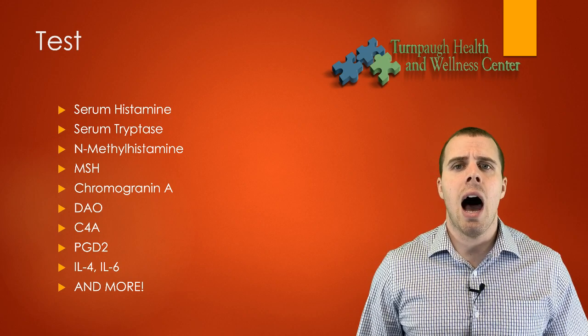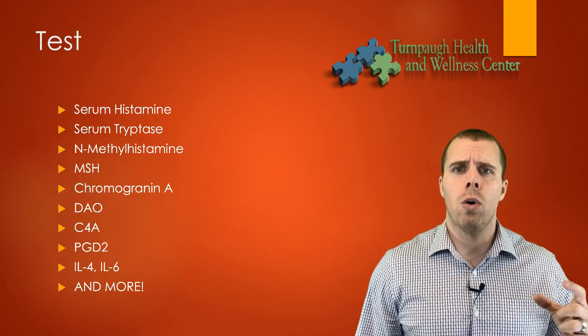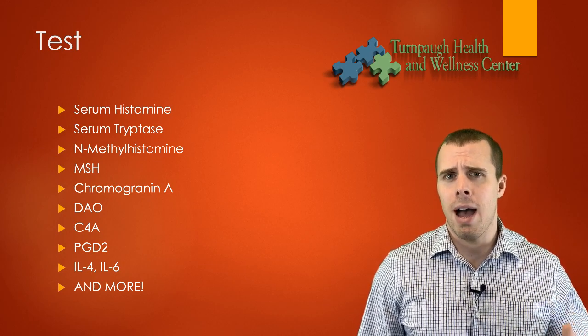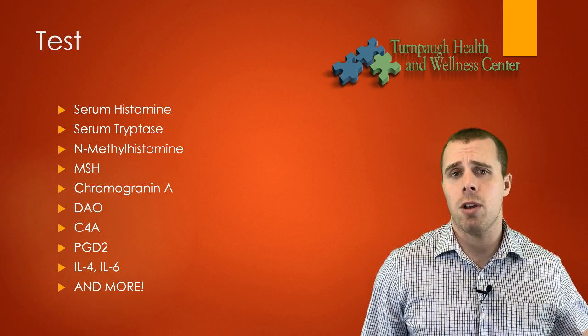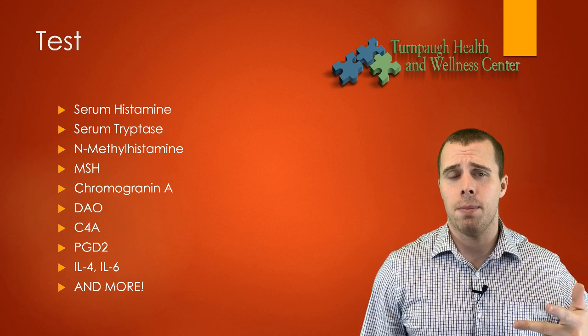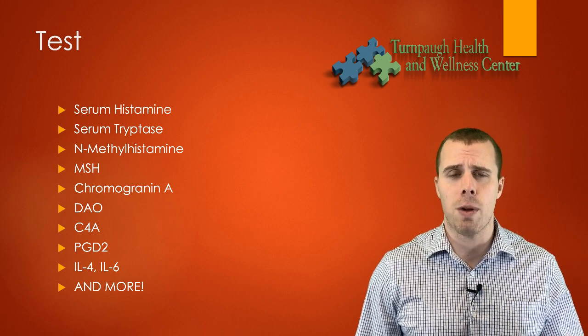If we have high tryptase levels, let me back up a sec here. Tryptase can be produced by mast cells. Again, remember how we talked about there's two separate types of mast cells. Each of them have tryptase in them.